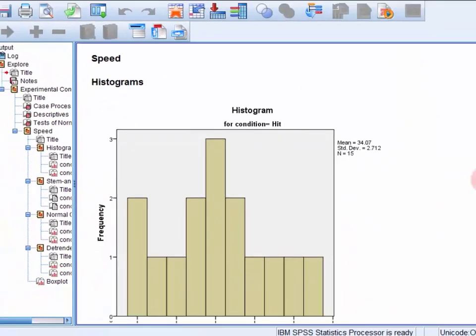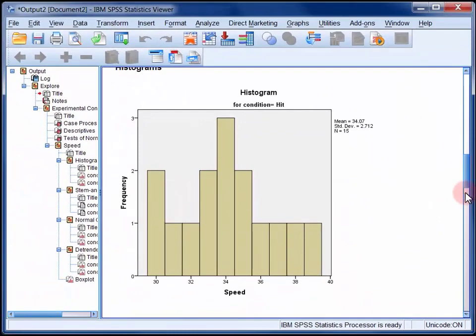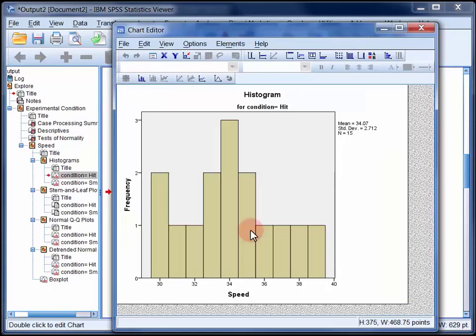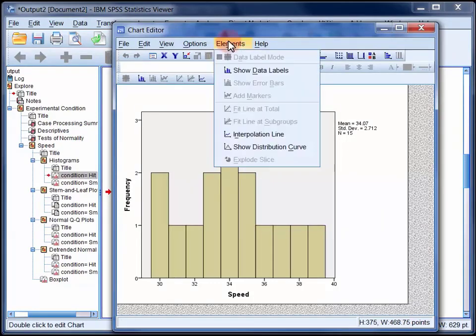Now a histogram should look reasonably bell-shaped, although with so few cases in each condition it's not always going to. What you can do though is overlay a normal distribution by double-clicking the graph and then selecting Show Distribution Curve in the Elements menu.